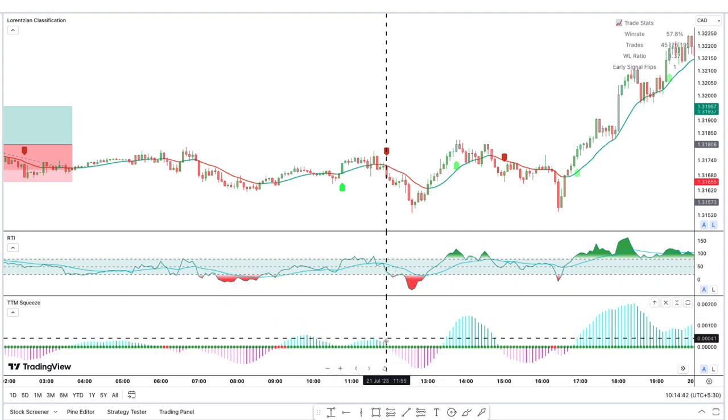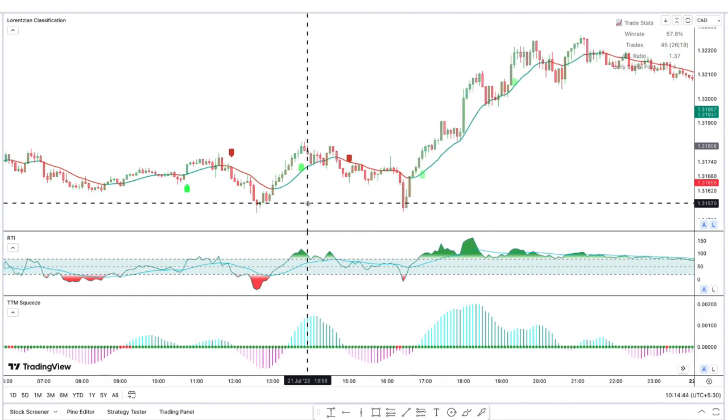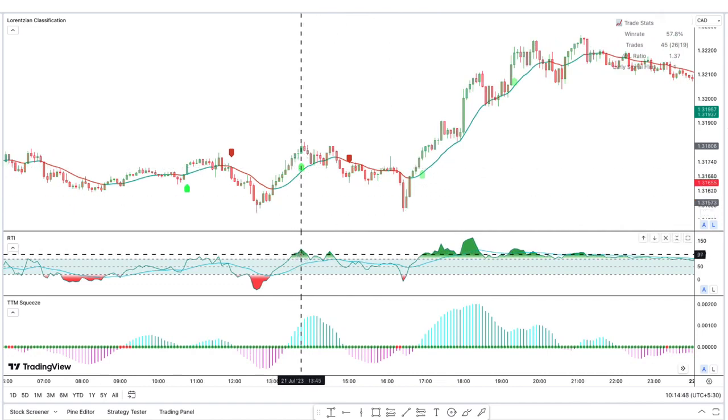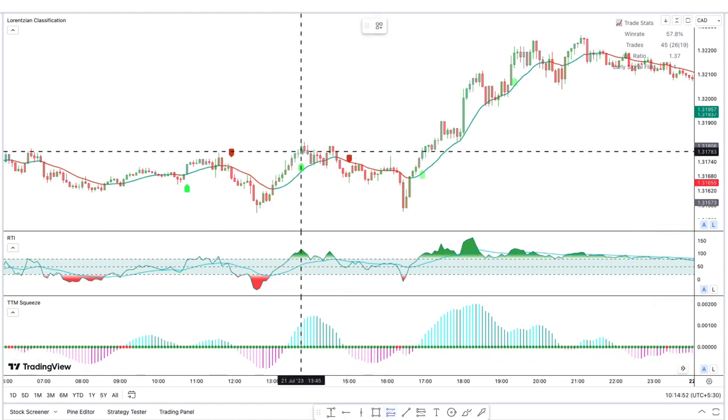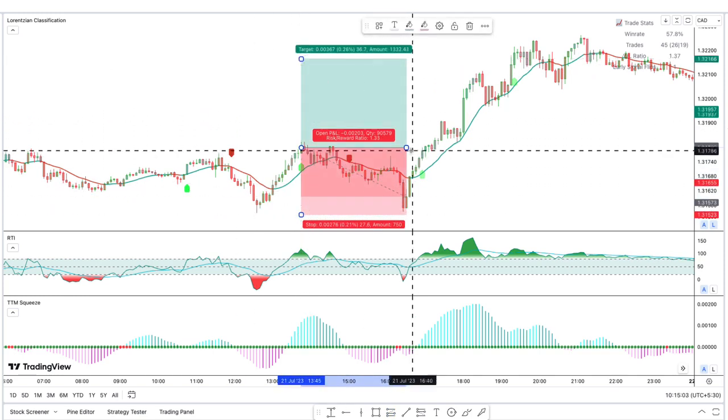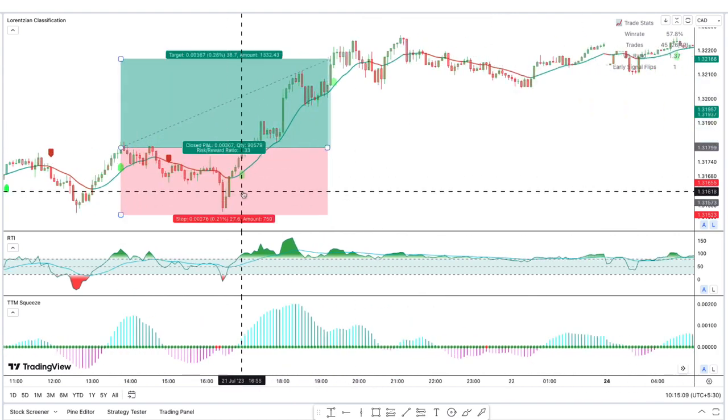So reject this signal. And then here we have a buy signal and, since RTI is above 80 and in TTM Squeeze, the dot is green and the histogram is also above 0. So this buy signal is confirmed and we can enter a long position here as this new candle is opened. And this trade is also a successful trade, as you can see.